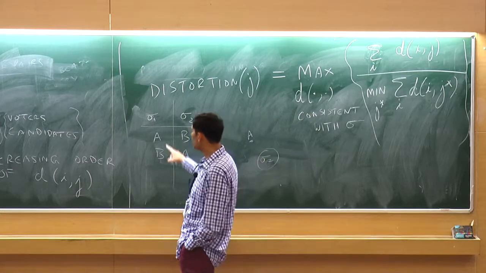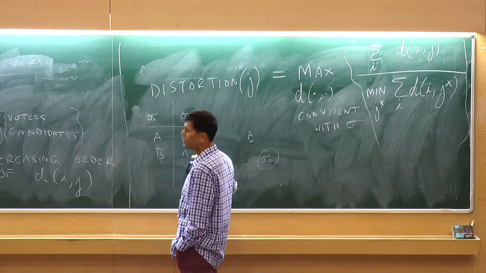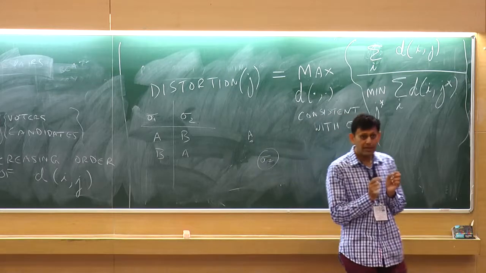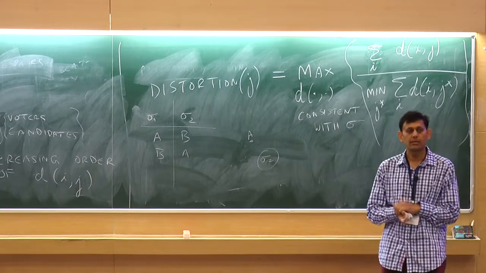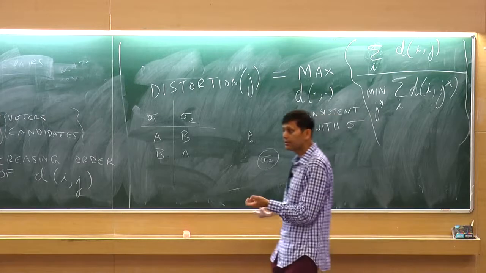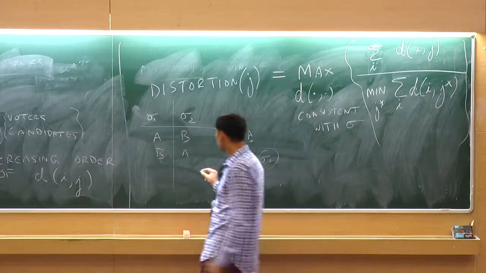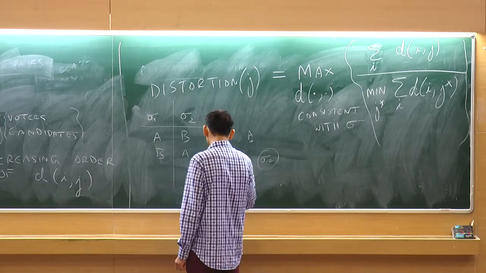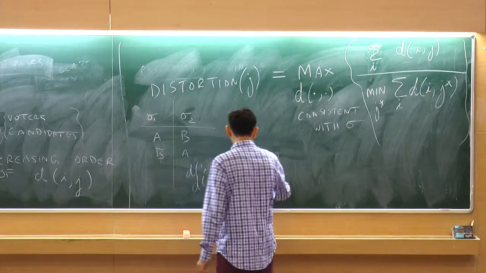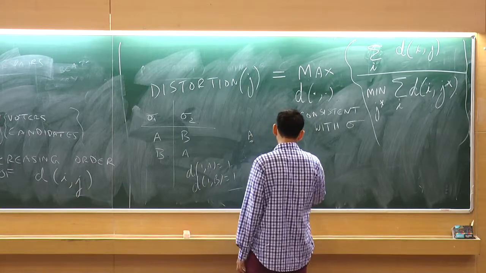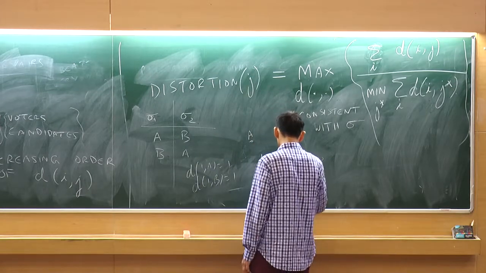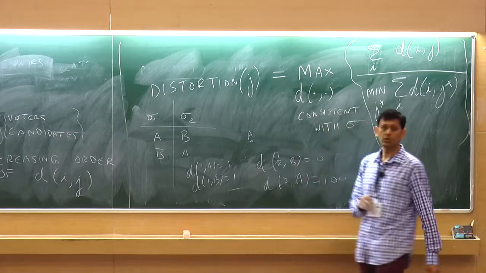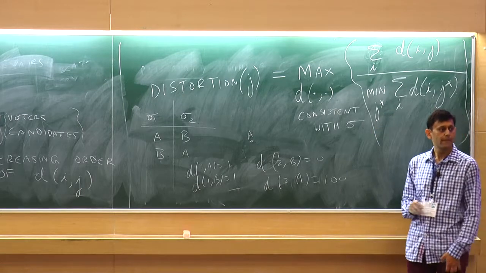D of 1 comma A is less than or equal to D of 1 comma B. D of 2 comma B is less than or equal to D of 2 comma A. And they are required to be metrics. So these are not arbitrary distances. If these were arbitrary values, then I could have set D of 1 comma A equal to 1, D of 1 comma B equal to 1, D of 2 comma B equal to 0, D of 2 comma A equal to 100, and I would have had a huge distortion. Does that make sense?